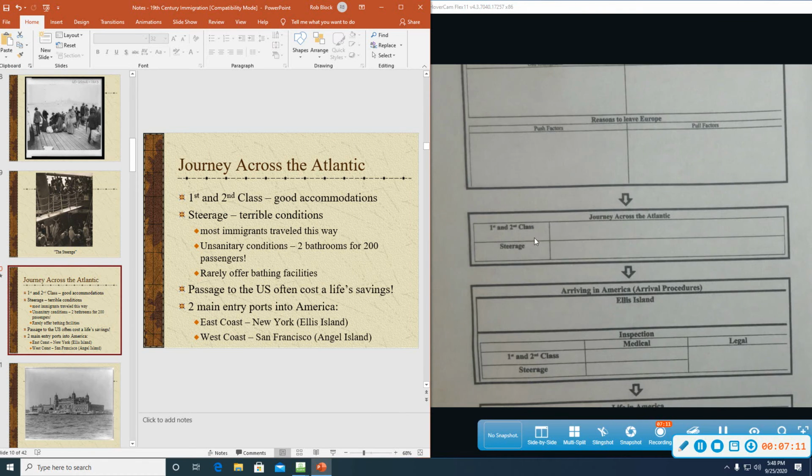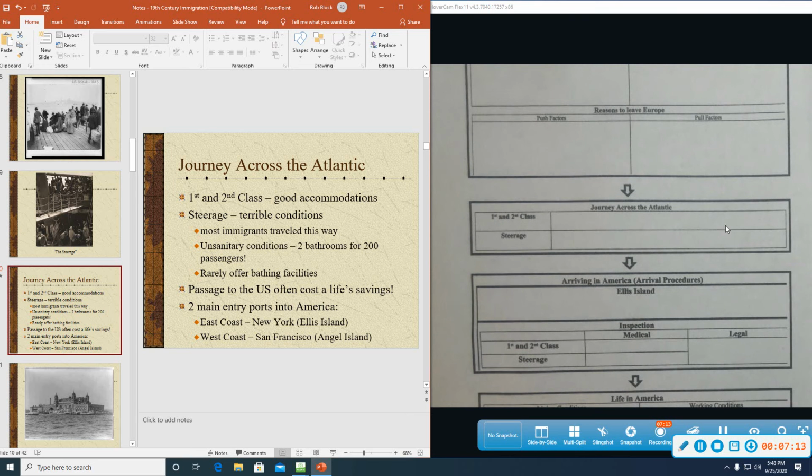Okay, so go ahead and put this in. Put your first and second class information here and steerage here. First and second class accommodations, good accommodations. Steerage, terrible conditions. Most immigrants traveled this way. Unsanitary conditions, 2 bathrooms per 200 passengers, rarely offering bathing facilities. So you can only imagine what that was like.